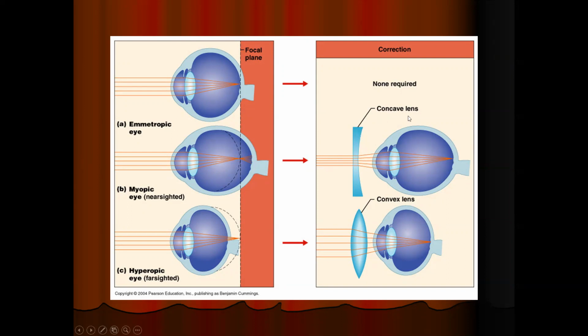I need to use a concave lens. So here's what's happening: I have a lens that's skinny in the middle and fat on the edges. And what that does is, as the light comes in, it scatters the light so that my eye will then focus it on the back of my eyeball. So that's what my glasses look like. They're skinnier in the center than they are on the edges.